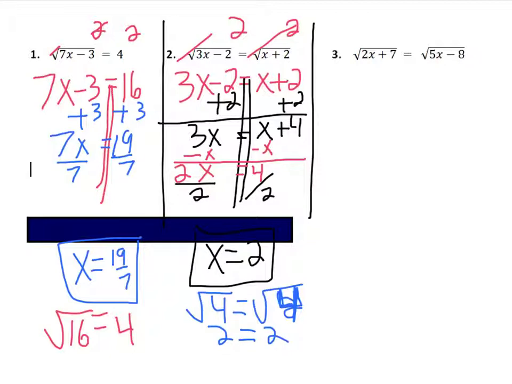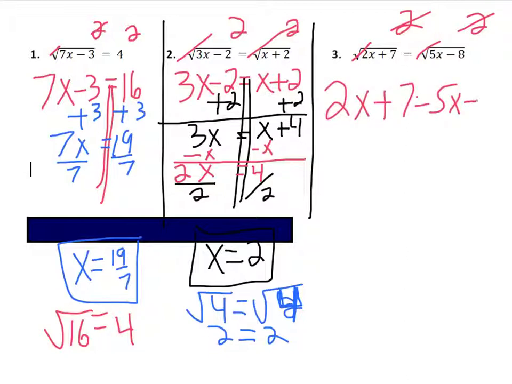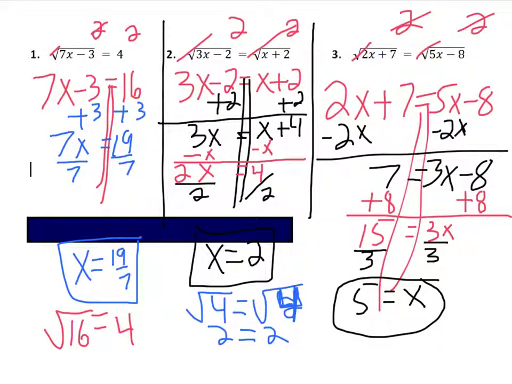One more example. Our square roots are isolated, so let's square to get rid of them. So when I square, this cancels, and I'm left with 2x plus 7 equals 5x minus 8. So now let's solve it. Okay, so I minus 2x from both sides, and then I added 8 to move it, and 3x equals 15, so I know that x equals 5.